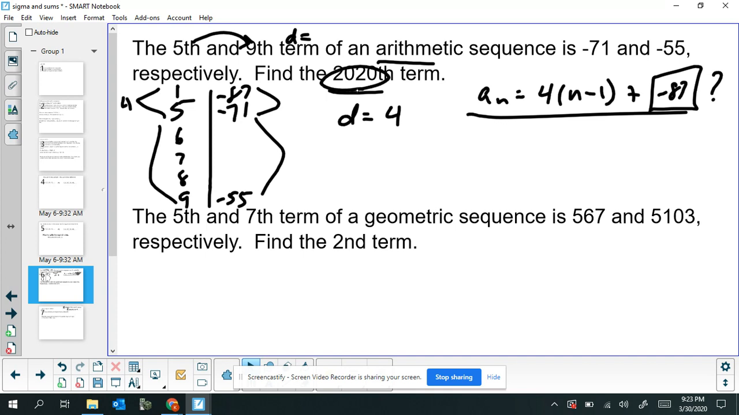So for the 20th term, plug that in there, and A of 20 is now just plug and chug.